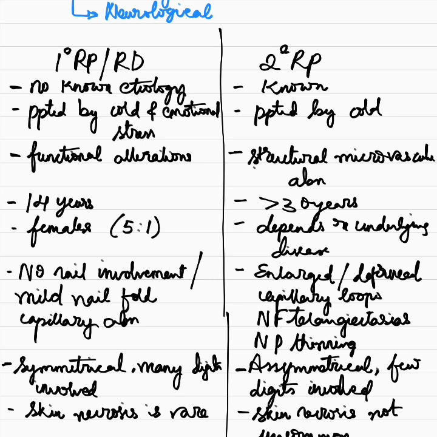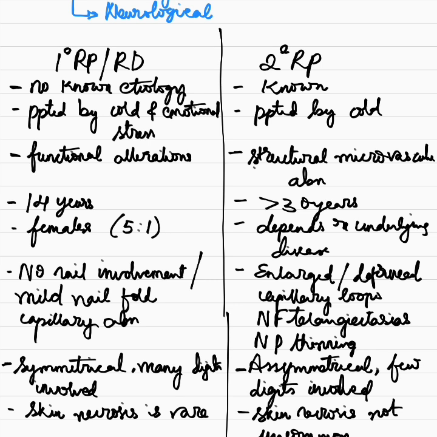Both commonly occur in females. However, in primary Raynaud's phenomenon, the male to female ratio is 1:5, or female to male ratio is 5:1, whereas secondary Raynaud's phenomenon depends on the underlying disease. However, most of the diseases described above that are known to be associated with secondary Raynaud's phenomenon are seen in females.